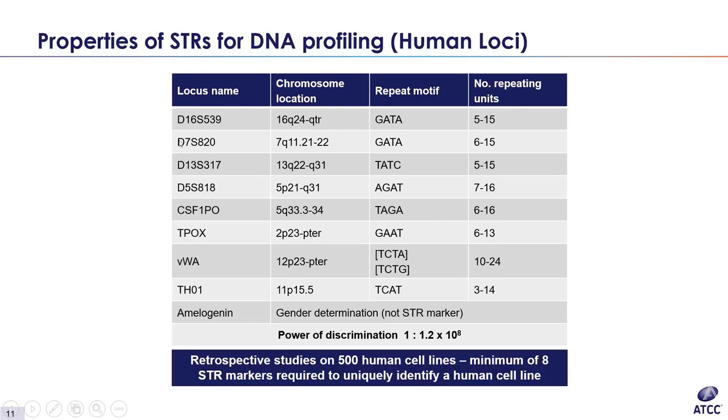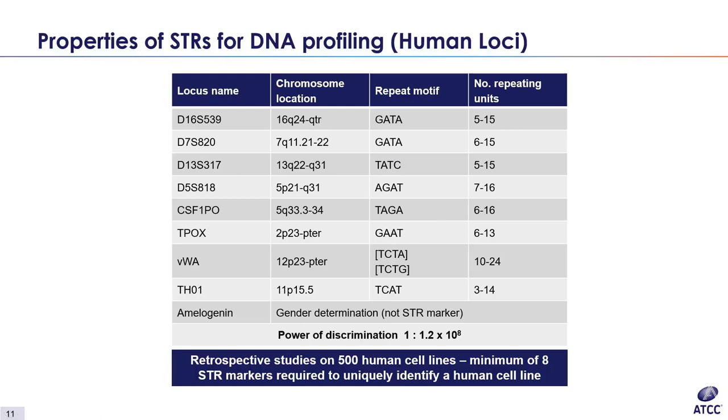Similarly, D7 is located on the Q arm of chromosome 7. It also has a repeating motif of GATA, 6 to 15 repeating units. And D13 is located on the Q arm of chromosome 13. Its repeating motif is a little different. It's TATC and has 5 to 15 repeating units.